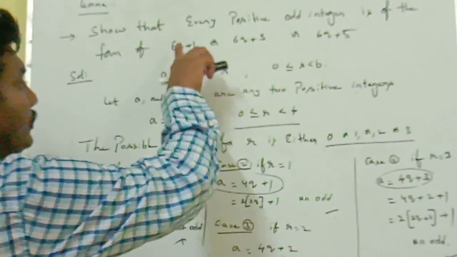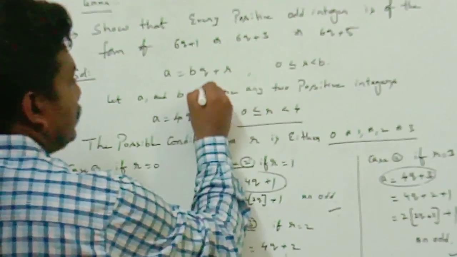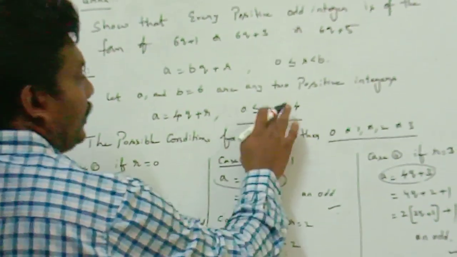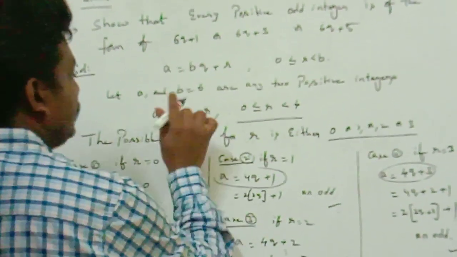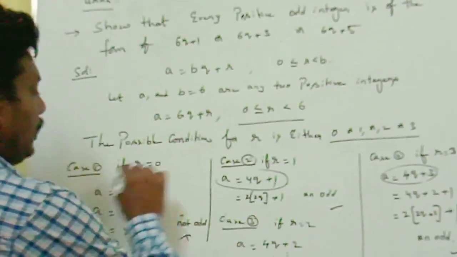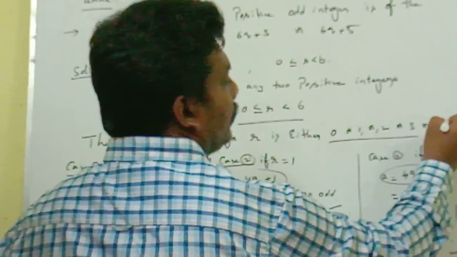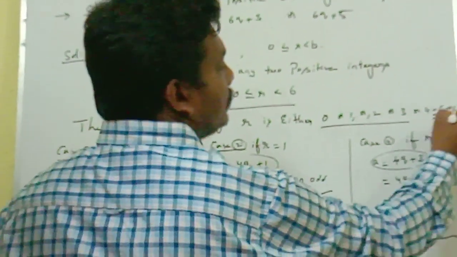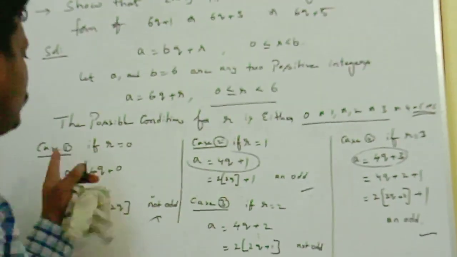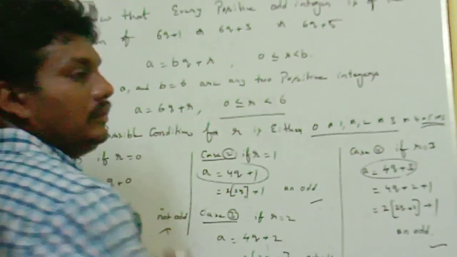But in this question you have to take b as 6. This is 6 and this will become 6. And the conditions you can take 1, 2, 3, 4, 5 or 6. So the total 6 conditions we have to check. Like this we have to check the 6 conditions. In that we can conclude like this.